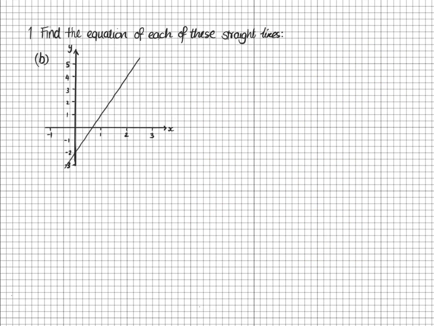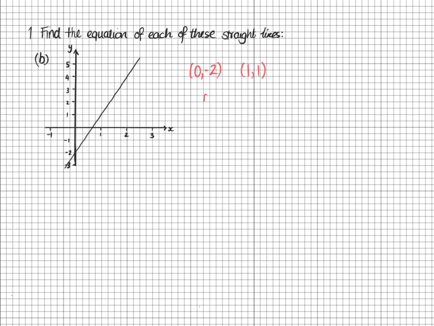Okay, so part B, instructions are the same. The first thing we need to do is pick two points on our line. An easy one to pick here: at 0, we've got minus 2. So our first one is at 0, it's minus 2. And then for our second one, we can pick at 1, we've got 1. So we've got 0, minus 2, and we have 1, 1. The points can be close together, or really far apart, it doesn't matter. You should get the same gradient either way.